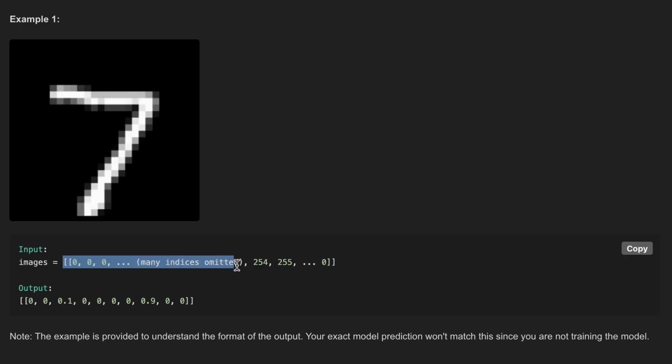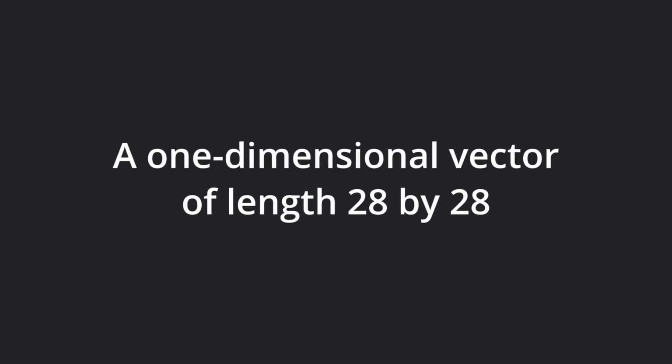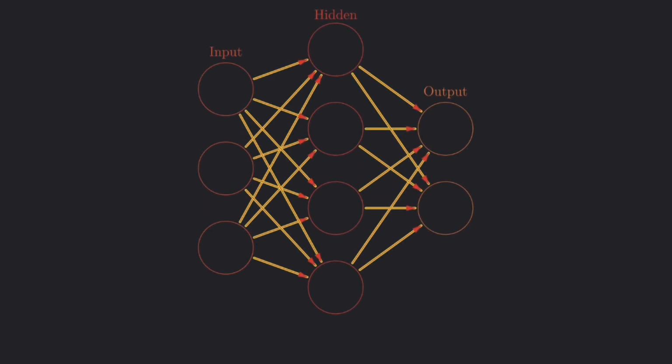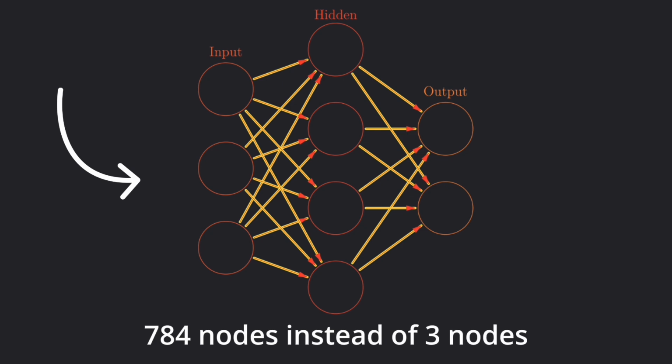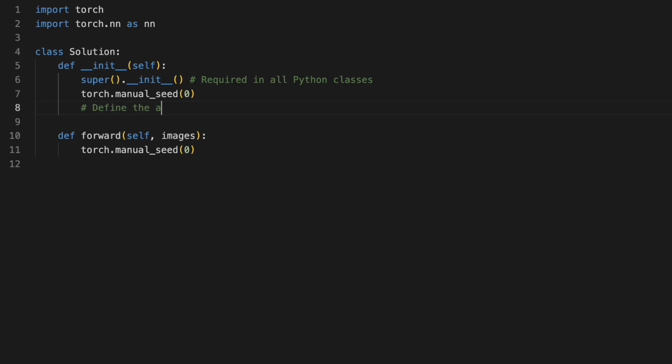Fortunately, the input passed in is already squashed into a one-dimensional vector with length 28 times 28, or 784. This means that the input layer to our neural net stores 784 numbers. We'll write the constructor to our class where we define the architecture as well as the forward method, which returns the model's predictions for images passed in.